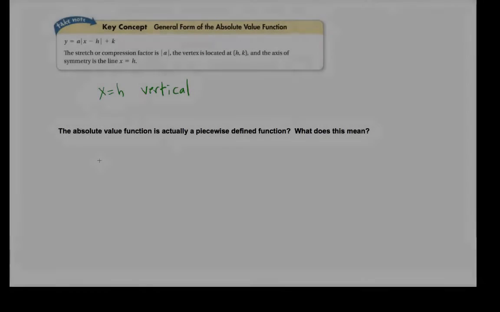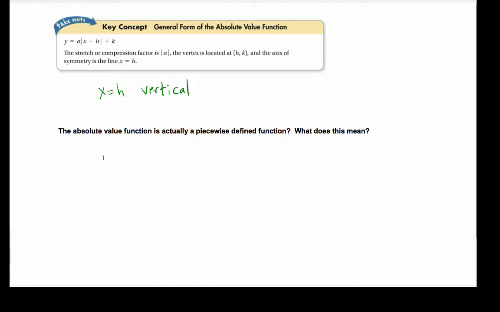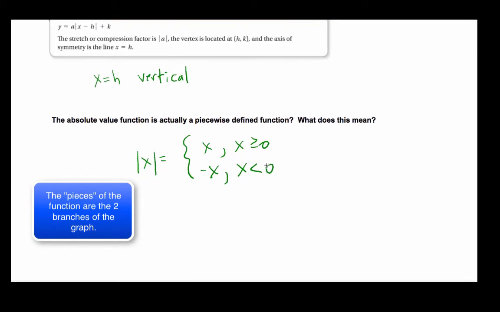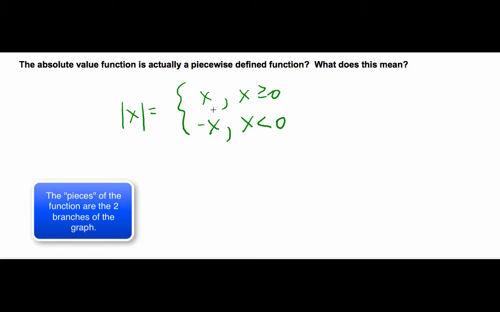So some questions to think about. The absolute value function is actually a piecewise defined function, which I mentioned a few moments ago. What does this mean? What this means is, when I look at the two pieces, one piece is x when x is greater than or equal to 0. One piece is negative x when x is less than 0. Just draw a quick graph here. This is actually defined in two pieces.